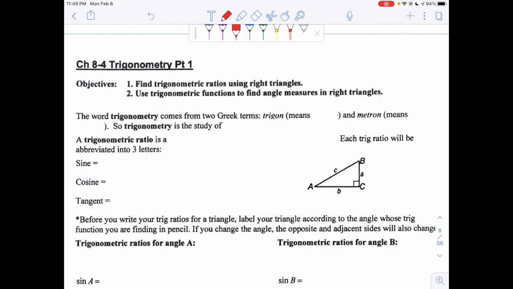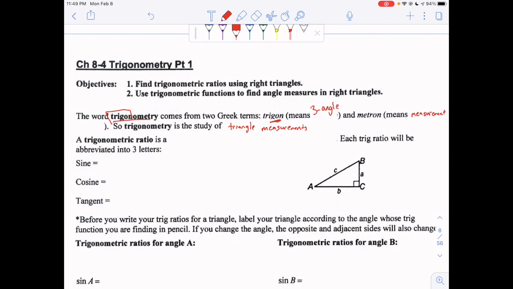So trigonometry. The word trigonometry, if we break down the word here, trigon means 3 angles. Tri means 3. And the word gon, we talk about polygon, right? Poly, many angles. So this here is specifically 3 angles. And the word metron means measurement. So trigonometry, you combine it together, is the study of triangle measurements, specifically the measurements of the sides.